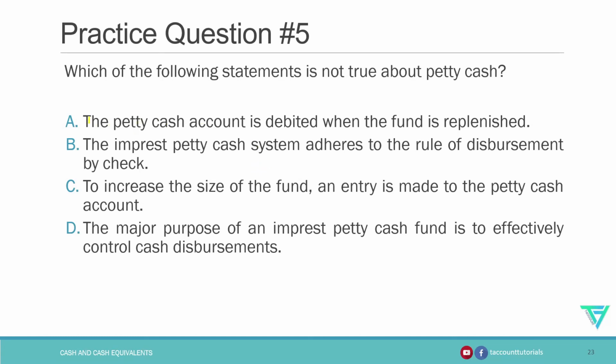So why is letter A incorrect? It may be correct for the fluctuating fund system because the entry is debit petty cash account and credit cash in bank. But it's not true if we are using the imprest fund system because the entry to record the replenishment is debit expenses, credit cash in bank. So letter A is what I call a half-truth statement. So letter A is the correct answer.